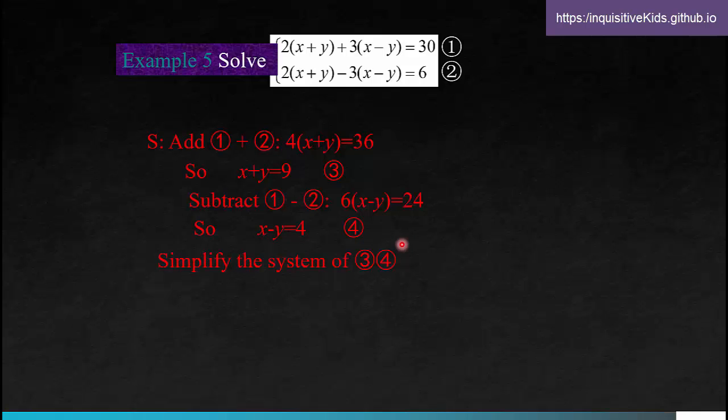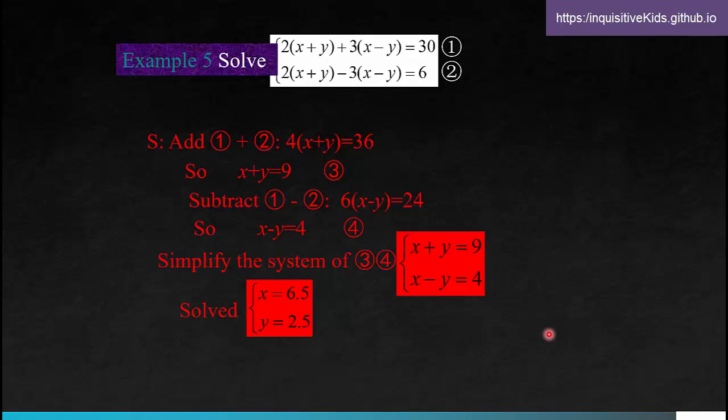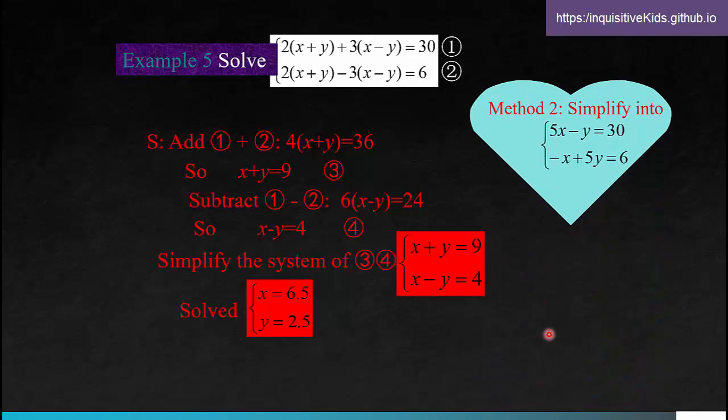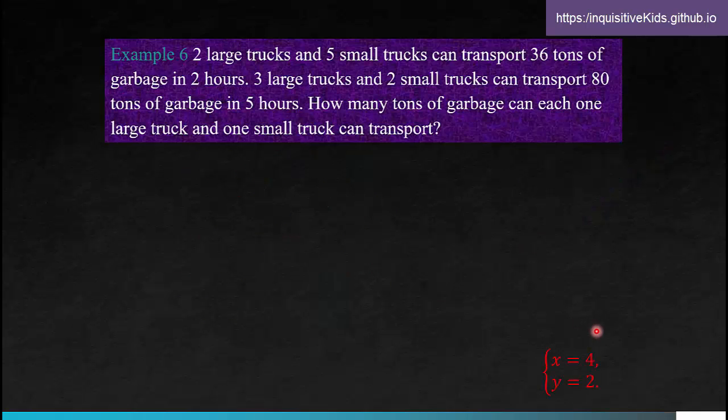Simplify the system using equations 3 and 4. And we know that x plus y is equal to 9, x minus y is equal to 4. Solved, x is equal to 6.5, y is equal to 2.5. There's also another method too. We could simplify it into 5x minus y is equal to 30, negative x plus 5y is equal to 6.